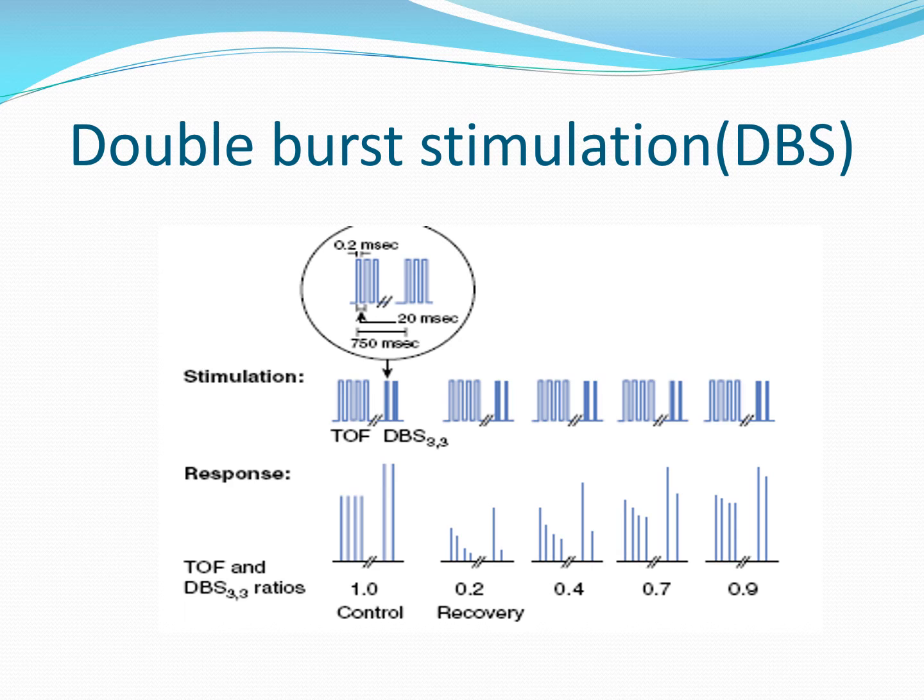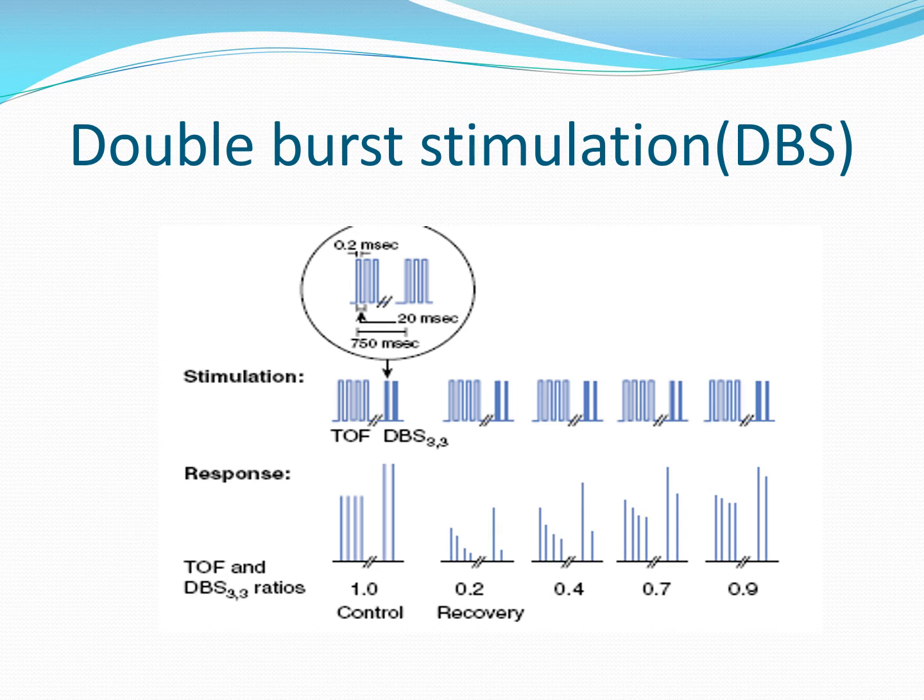This is double burst stimulation. This is double burst 3 and 3. See in the figure, 3 pulses here. And they're separated by 750 milliseconds. And clinically, we detect 2 contractions, contrary to train of four, or 4 contractions or motions in some. And the train of four ratio and the double burst ratio are comparable here.